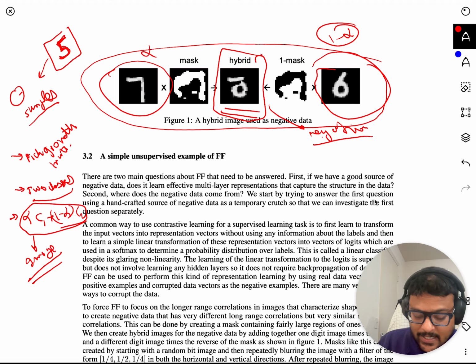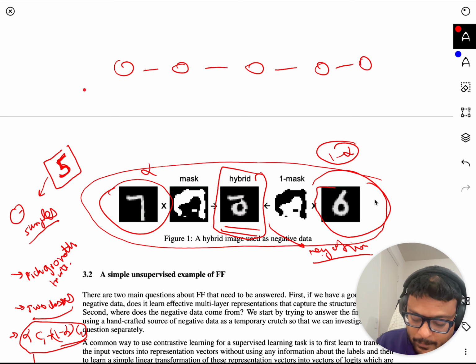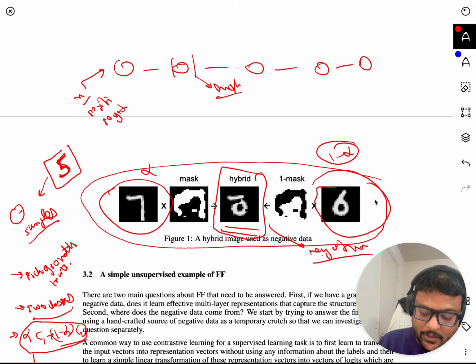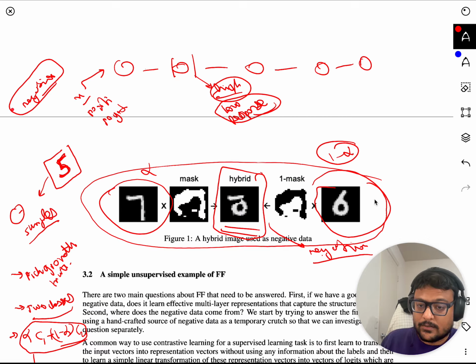So the algorithm is pretty simple. You have this neural network which you are trying to optimize, and you pass it your data x, which can be positive data or negative data. For positive data you want every layer to output a high response, and for negative data you want every layer to output a low response. That's the whole idea, and you can construct this negative data as a mixture of two classes which do not belong to the ground truth class which you are considering. Okay, so this is the fundamental idea behind forward-forward.